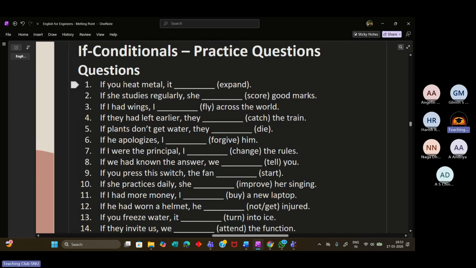Next, first: if you eat metal, it dash. So you can sense that it's an actual fact. It's going to be factual, which means it's going to be a zero conditional. So what we are going to fill it up with is simple present tense. So this is zero conditional.